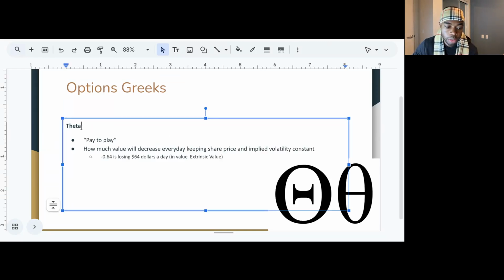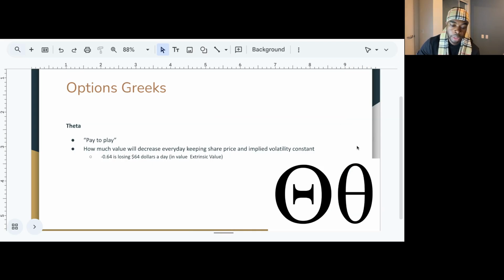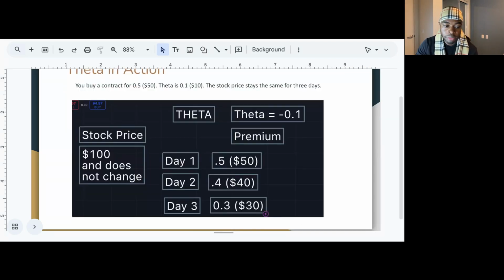Now, theta is one of the most important ones when it comes to swing trading and holding option contracts, because it's your pay to play. It tells me how much the value of the contract will decrease every day, keeping the share price and implied volatility constant. So what does that mean? If it's negative 0.64, then every day that you hold this option contract, it's going to decrease by $64 a day. Once you get closer to the expiration date, your contract is losing time and therefore decreasing in value. So theta tells us how much it will decrease every day.